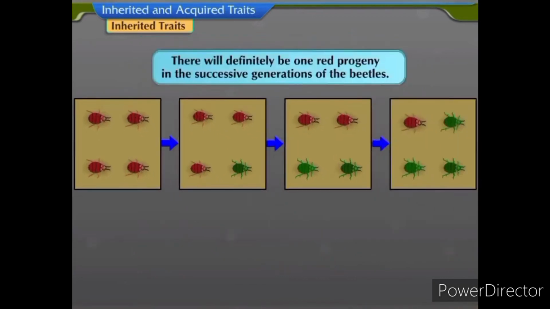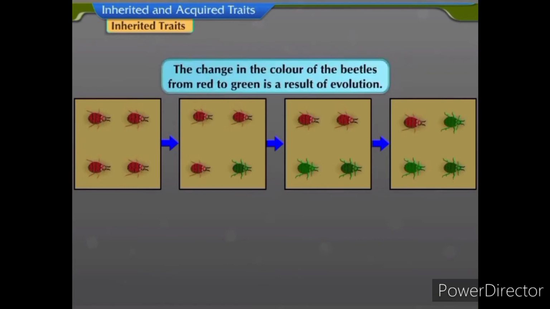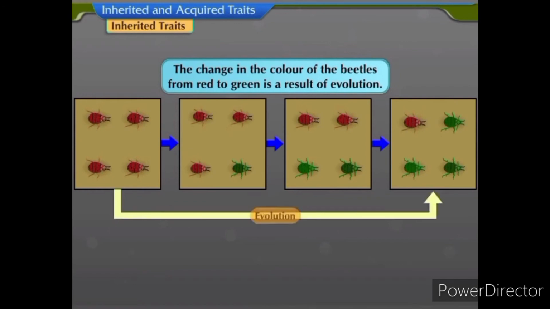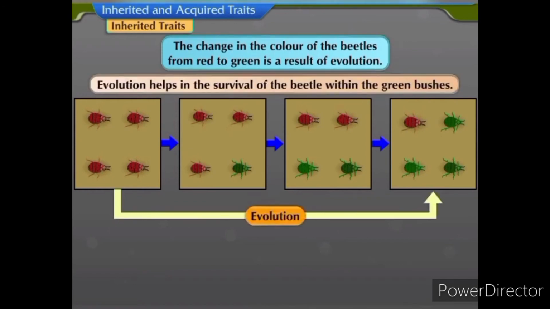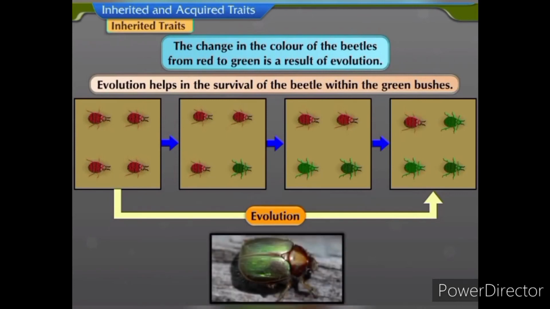There will definitely be one red progeny in the successive generations of the beetles. The change in the color of the beetles from red to green is a result of evolution, since it helps in the survival of the beetle within the green bushes. Let us now understand the concept of acquired traits.